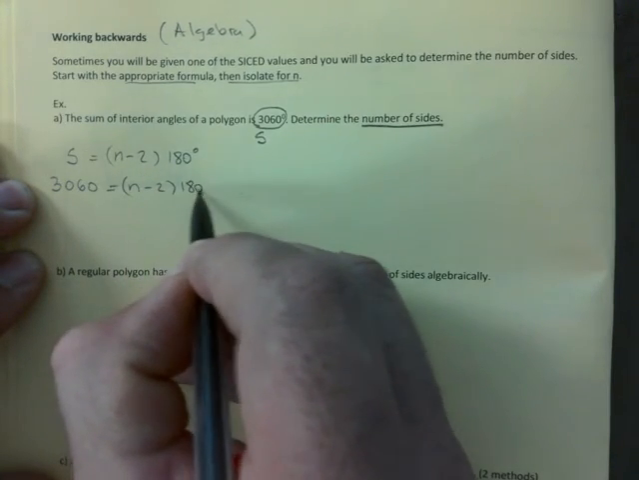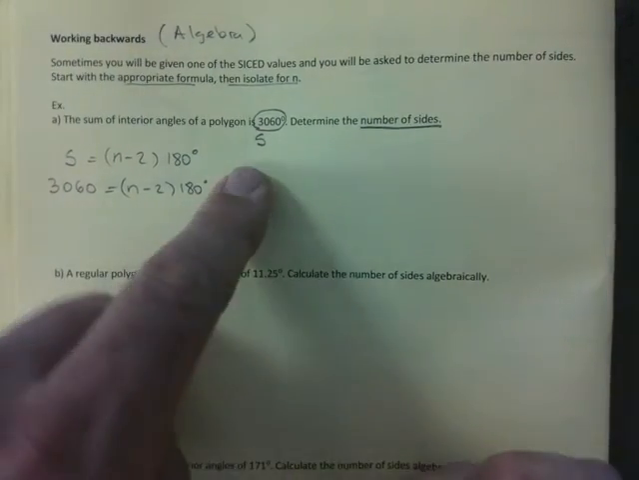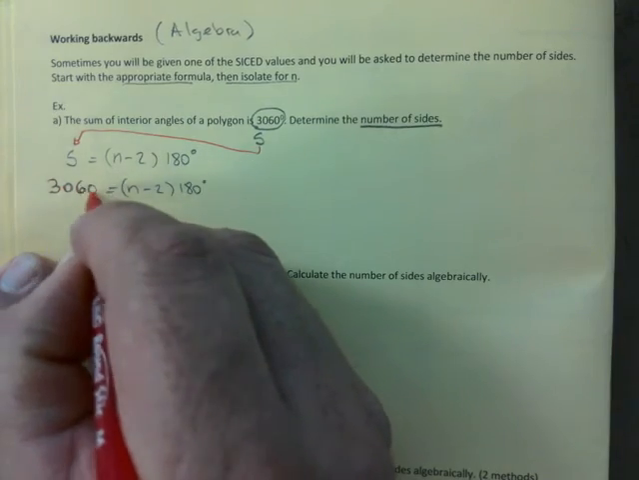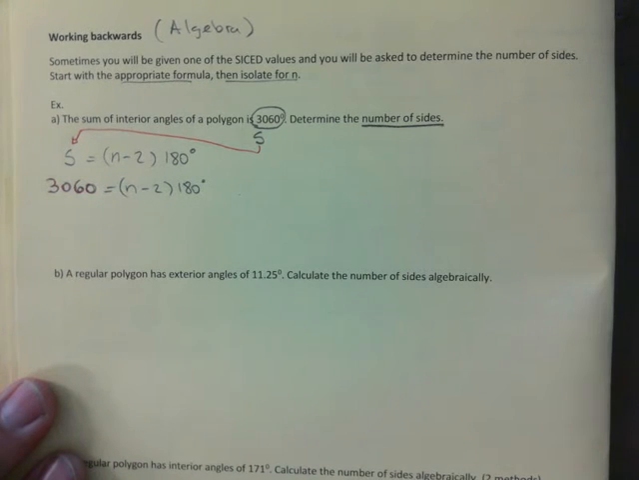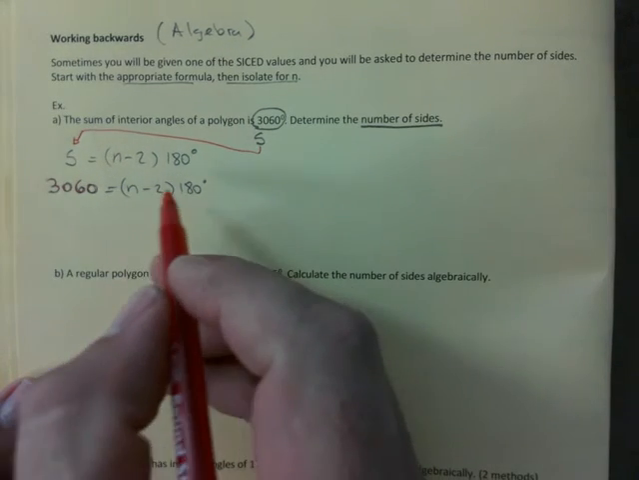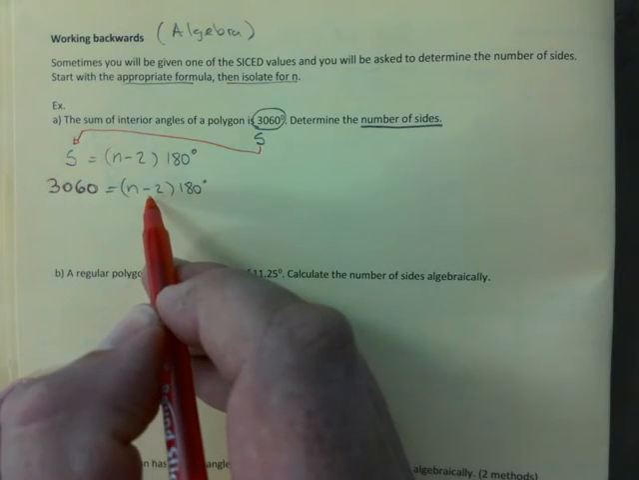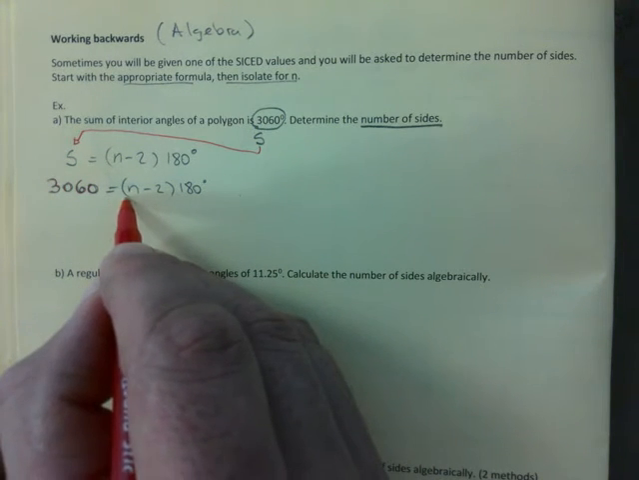Let me actually change this. I will use a red pen to just plug in. I'm plugging this in on the left side as 3060. I don't know the number of sides, but I'm going to figure it out. What's my next move here? By the way, there are many options. You could distribute. Some of you are thinking distribute: multiply the 180 times n and the 180 times negative 2. You can do that if you want.